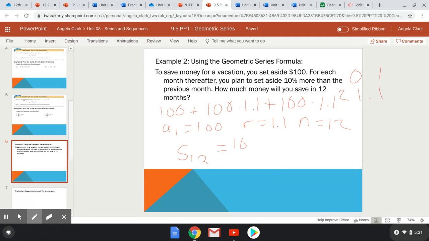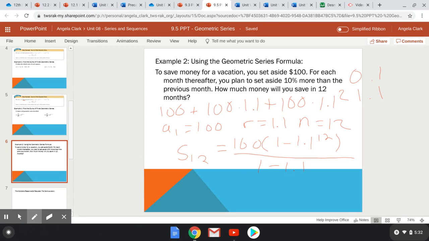So remember, that's the first term times 1 minus r, which is 1.1, to the n, so 1.1 to the 12th, divided by 1 minus r. And for the first time, r is actually positive. Cool. All right, so first thing we're going to do is 1.1 to the 12th. So you're going to put that in your calculator, and you're going to use the answer button, because we don't want to have to retype this thing in because it's a messy decimal.